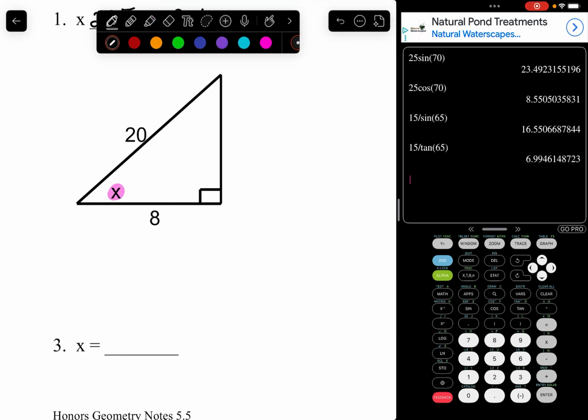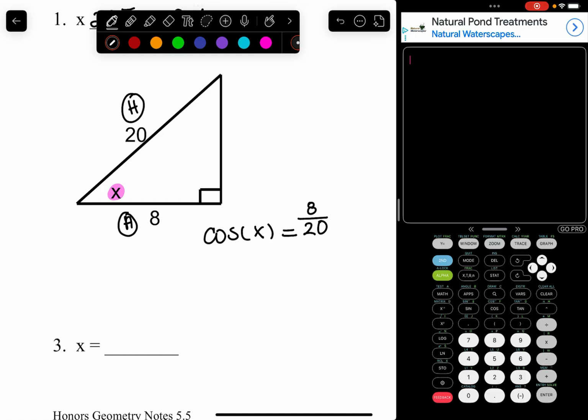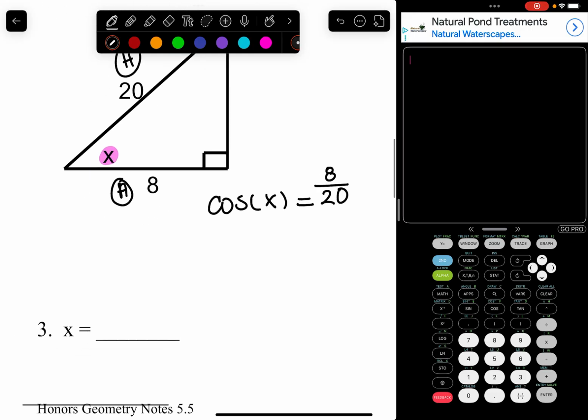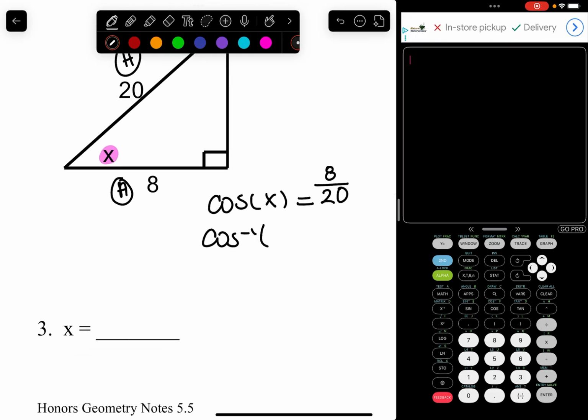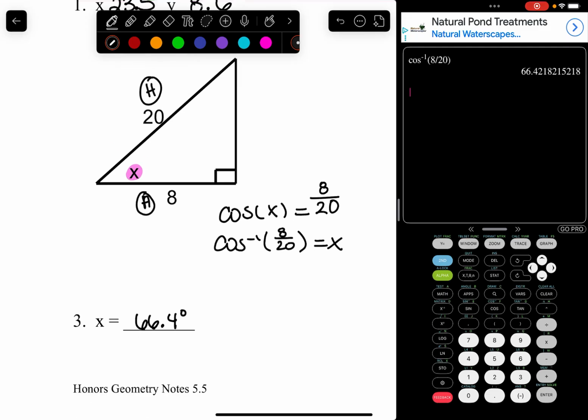Okay. And I have the adjacent side, and I have the hypotenuse. So that's going to mean that I'm going to be using cosine. So cosine of x is adjacent over hypotenuse. And remember, when you are looking for an angle, we need to do the inverse. So we're going to do cosine inverse this time. This will be 8 over 20, and that's going to equal x. So second cosine of 8 over 20 will get me 66.4 degrees. Please don't forget your degree symbol.